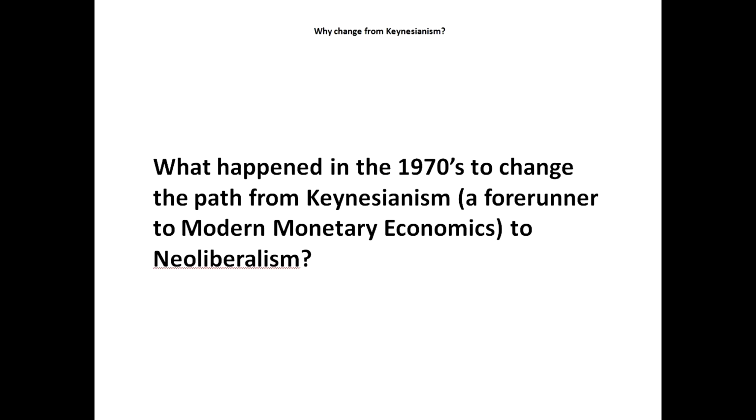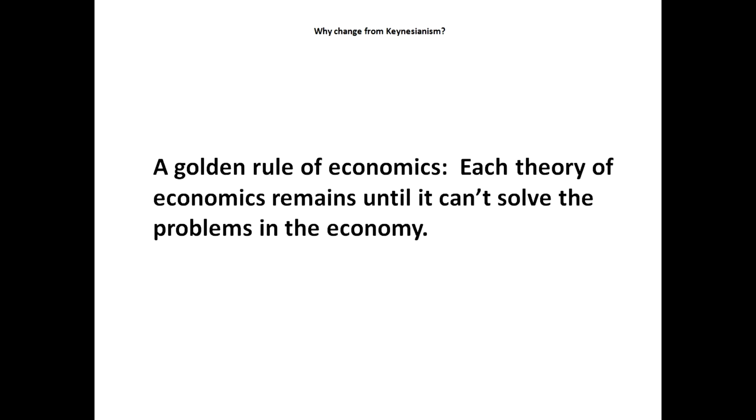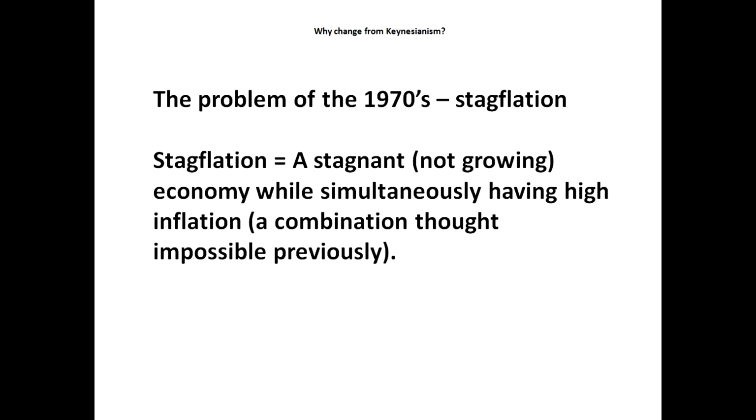Speaking of the 1970s, the last thing I want to talk about before we wrap up is to cover why we switched away from the economics of the preceding period to that which we have now. There's a golden rule in economics, which is that a theory of economics remains until it can't solve problems in the economy. And what happened in the 1970s is they had a phenomenon known as stagflation, where you had a stagnant, which is a non-growing economy, and you simultaneously had high inflation, which was a combination that was previously thought impossible.